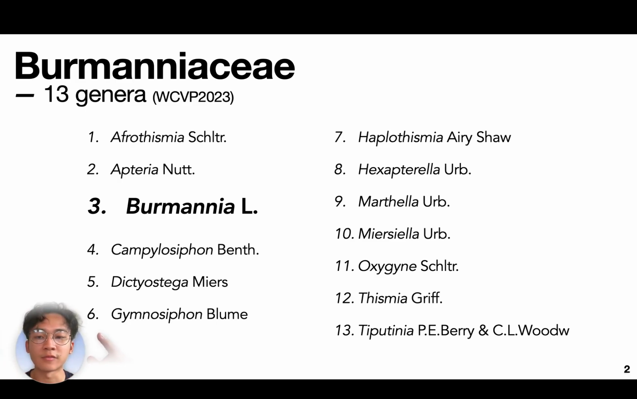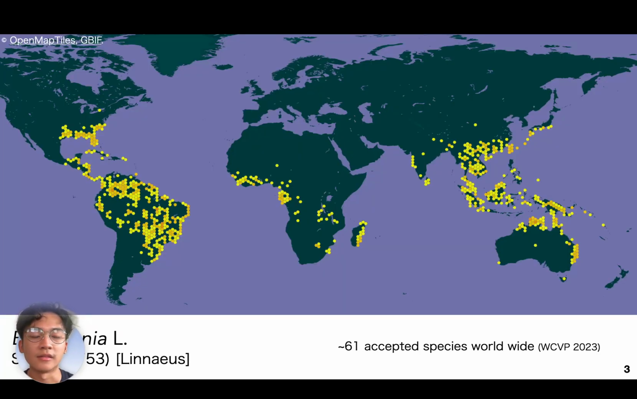What is interesting about this family is that it's a mycoheterotrophic plant family. All the 13 genera listed here are mycoheterotrophic plants that rely on the fungi associated with them to bring the nutrients to them. But in the Burmanniaceae, there is one genus that is still able to do photosynthesis, which is kind of weird, only one genus among 13 of them. It is distributed across the globe, especially in tropical areas like forests. There are about 68 species accepted around the world.